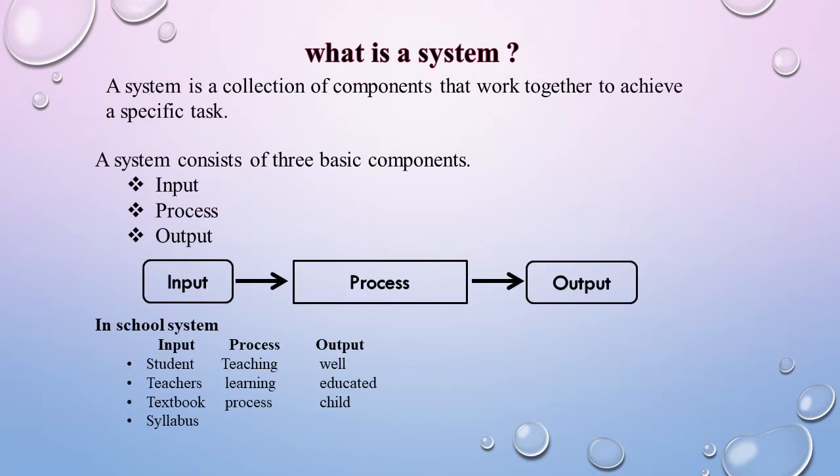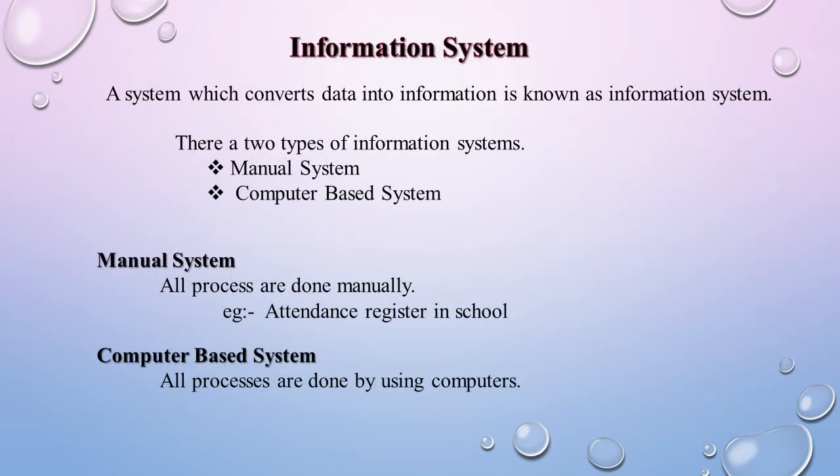What is a system? A system is a collection of components that work together to achieve a specific task. A system consists of three basic components: input, process, output. Let's see examples for the system. In a school system: input, student, teachers, textbook, syllabus. Process, teacher and learning process. Output, well-educated child.